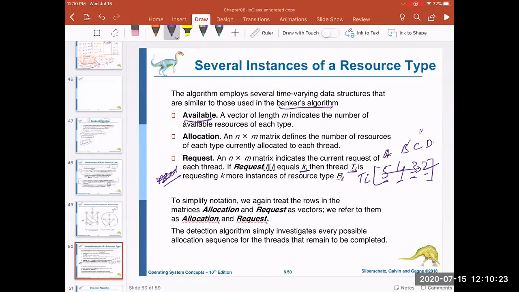But if I say ij, it means that the ith thread requires these many instances of the jth type of the resource. So this is the meaning of this particular request matrix. We have this whole n by m matrix, which is used and managed for requests. Similarly, this is what I was talking about for Ti. This is the whole vector, representing the full request array for thread Ti.